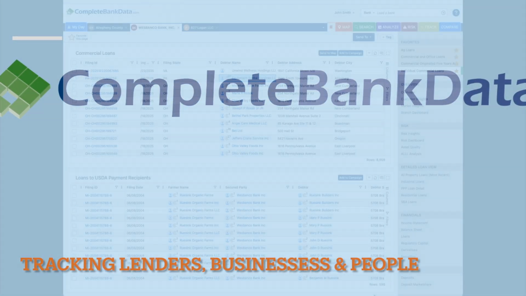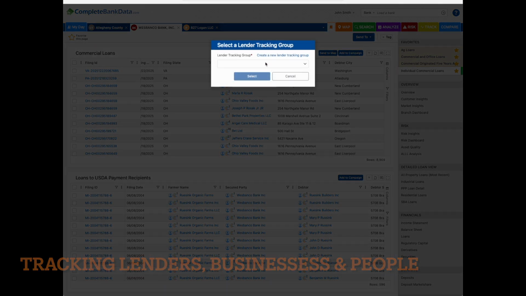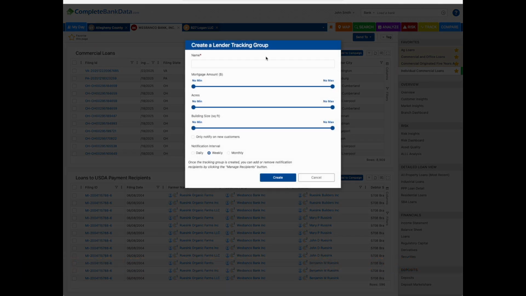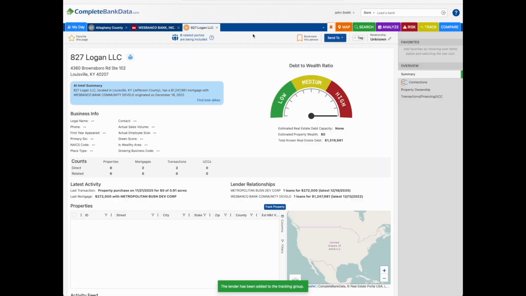Lastly, we're going to take a look at how this database becomes living with our tool called Track. Track allows you to follow a lender, follow a person. For a lender, anytime they do a new loan to a new customer that meets your criteria, you're going to get that in your inbox.